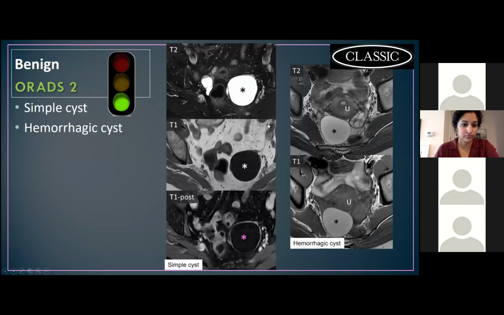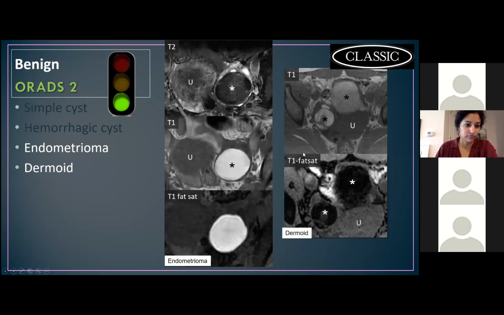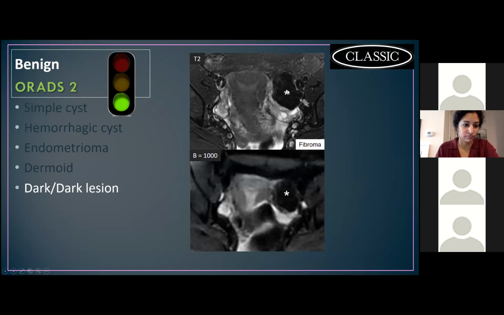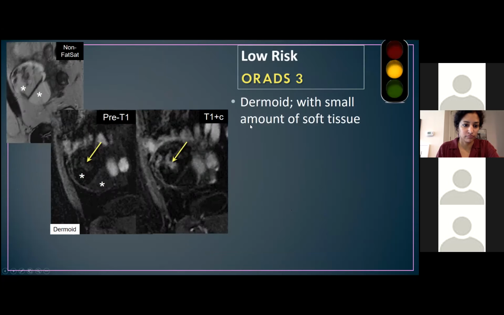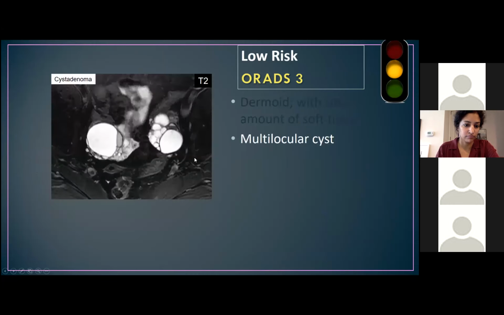So simple cysts, hemorrhagic cysts, just examples here. Endometriomas, dermoids, regardless of size, O-RADS 2. Homogeneously dark lesion, dark on the high B value, O-RADS 2, not cancer. O-RADS 3 lesions are if you have a dermoid with, oh, forget this slide.